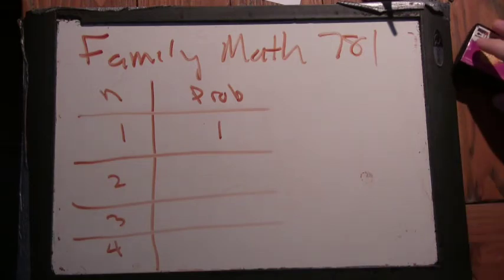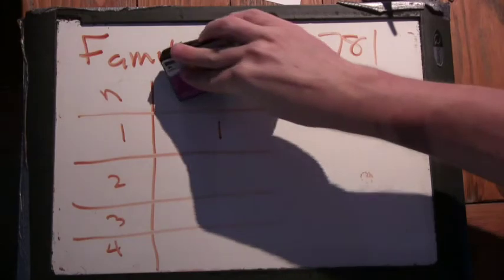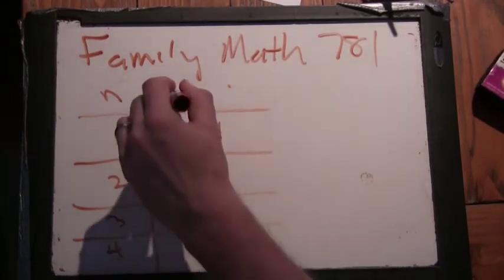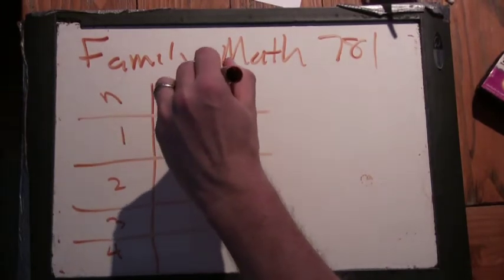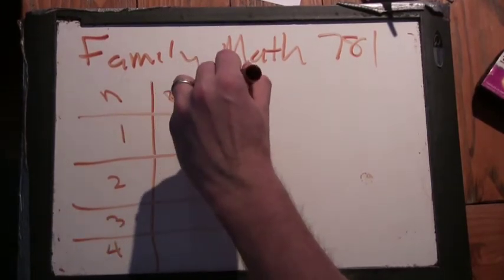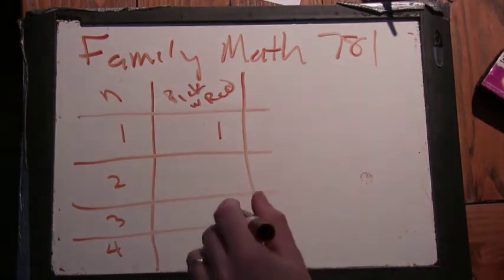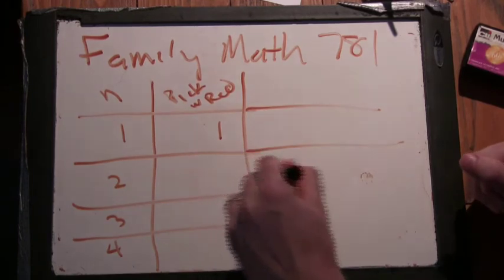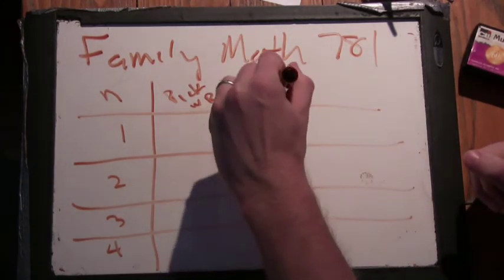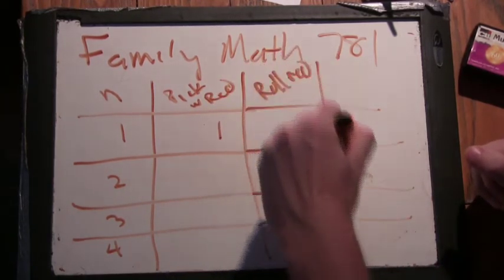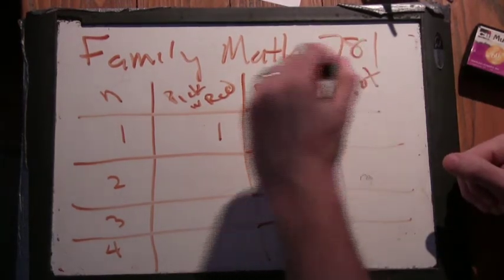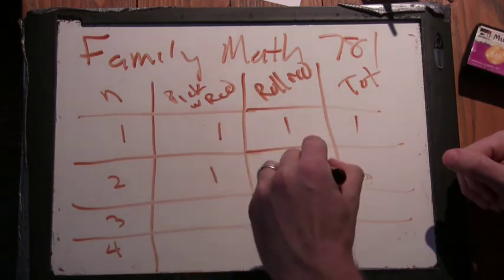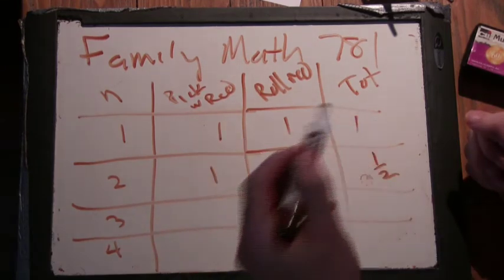All right. So maybe if we're going to approach it this way, let's do pick cube with red, and then roll red, and then total. Okay, so pick with red was 1, roll red was 1/2, so the total was a half.